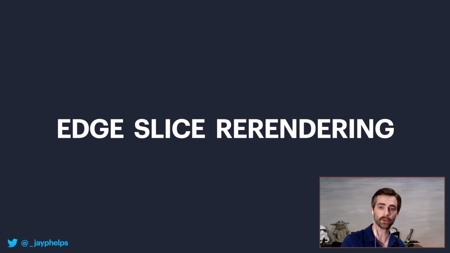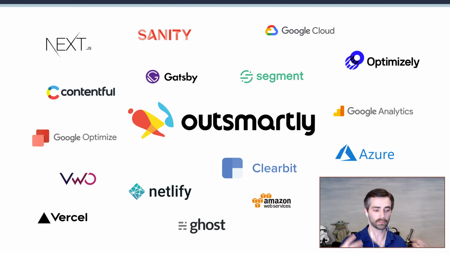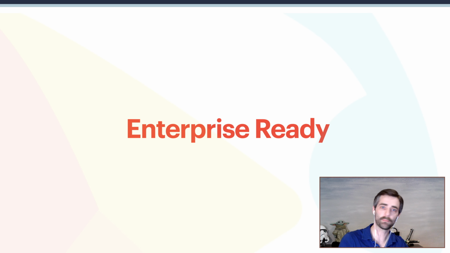Right. So that's edge slice re-rendering, or ESR. Now, Outsmartly actually plays well with all the stuff in the ecosystem. So, you bring your Contentful, your Segment, your Google Analytics, whatever origin you're using, whether you're using Netlify or Cell, all that stuff, you can bring that and use it as part of Outsmartly. And we're enterprise ready today. We did the proof of concept with ButcherBox, but we've been in production for the last year with other companies. And so right now we're increasing the availability of it.